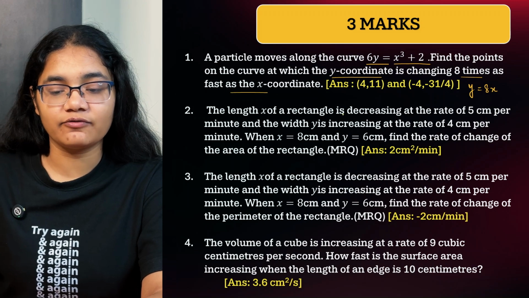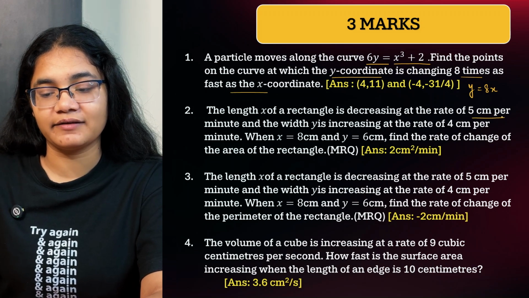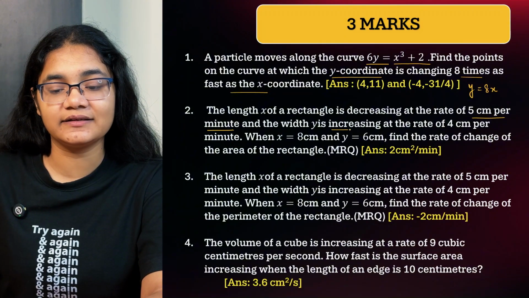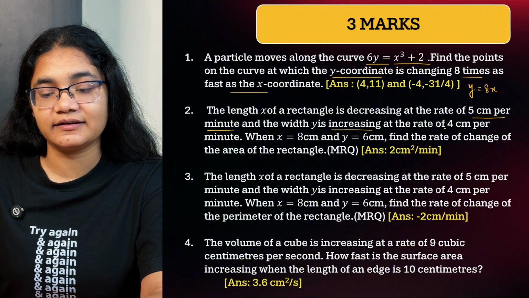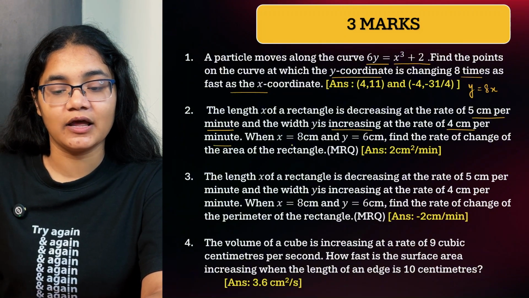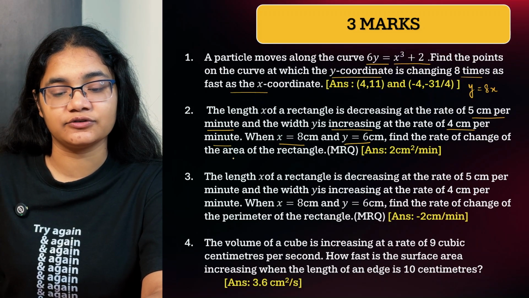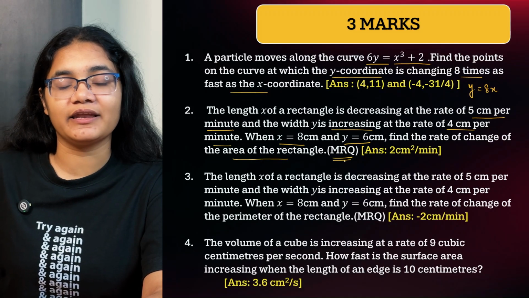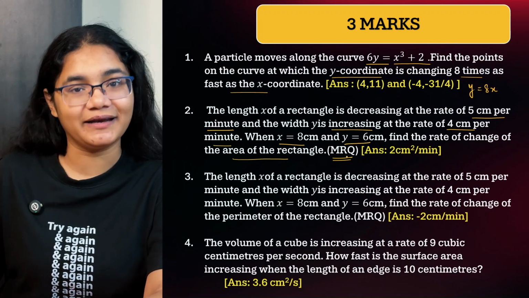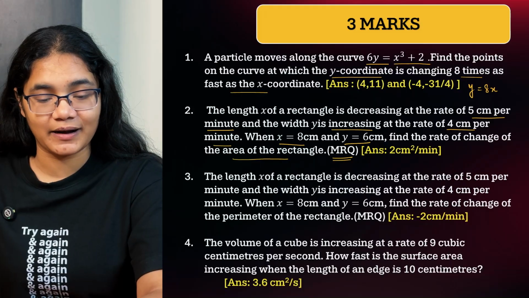The length x of a rectangle is decreasing at the rate of 5 centimeter per minute, and the width y is increasing at the rate of 4 centimeter per minute. When x is equal to 8 centimeter, y is equal to 6 centimeter, find the rate of change of area of the rectangle. This is, I can say, the most repeated question, so you definitely need to practice this.